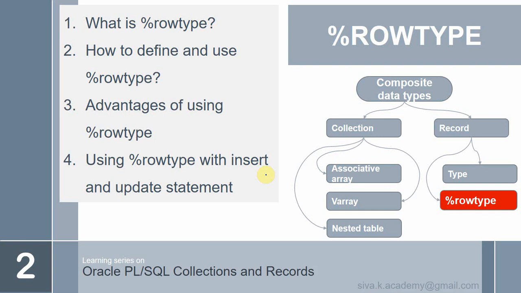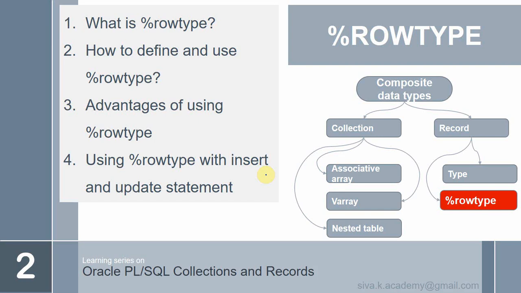In this video, we are going to see how to define and use a record using a percentage row type. If you are watching this video for the first time, I would suggest you start from the previous video for a better understanding. Though this video is very specific to row type, in the earlier video we discussed the basics of collection and what all the types of collection are.